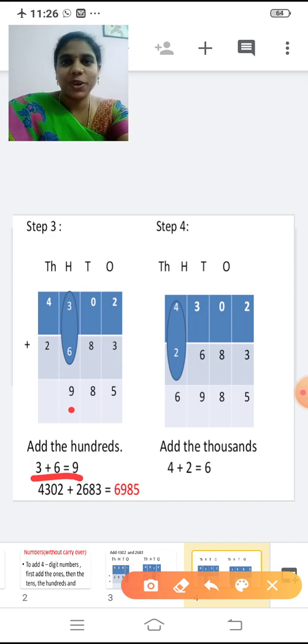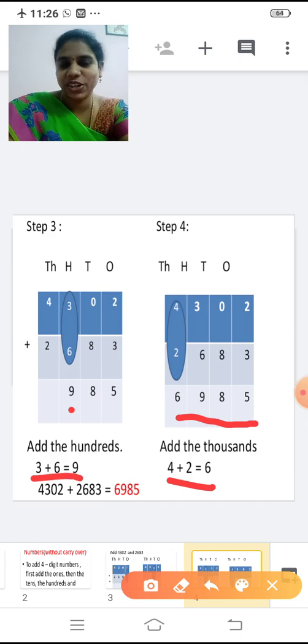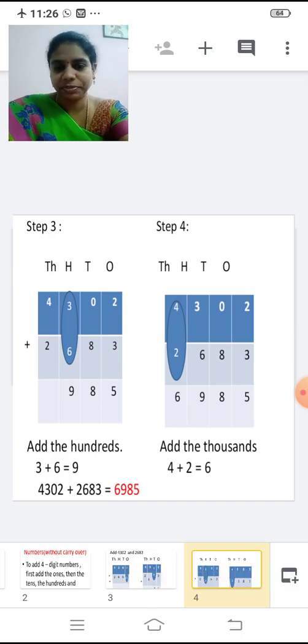Next, you're going to add the thousands place, isn't it? So now 4 plus 2, 6. So 6985 is the answer. When you add 4,302 plus 2,683, the answer is 6,985. So you know how to add a 4-digit number, right children? Shall we move on to the sums now?